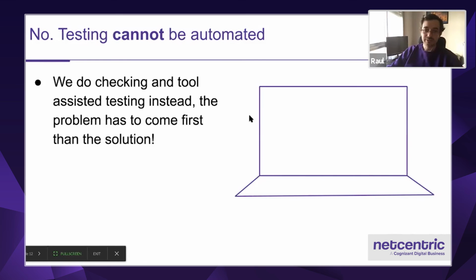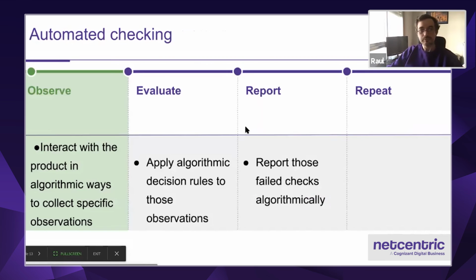It's important to know that the problem has to come before the solution. So just don't jump into automate all the things. Like my colleague Andrea said in a previous presentation today, really think about what has to be automated. And then that's the process. Observe the system, evaluate the system with your automated checks. Look at the report that those automated checks are giving you and repeat to keep improving the process.